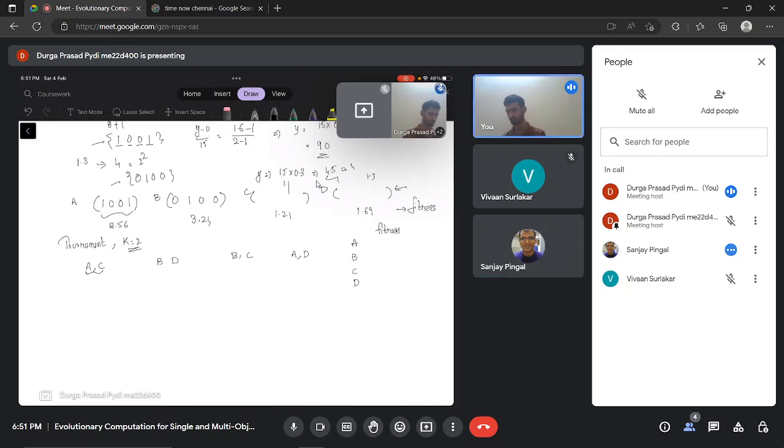Just writing one table for your clarity. Yeah, these are my fitness values. So if I am selecting A and C, and my objective is to minimize the function value, C will be the option. So C will come here. Between B and D, D. Similarly, between B and C, you will get C, and A and D, you will get D. So this is what you call the mating pool.